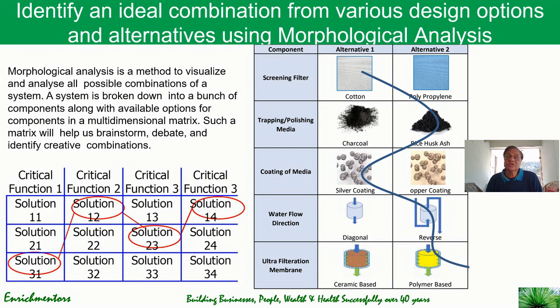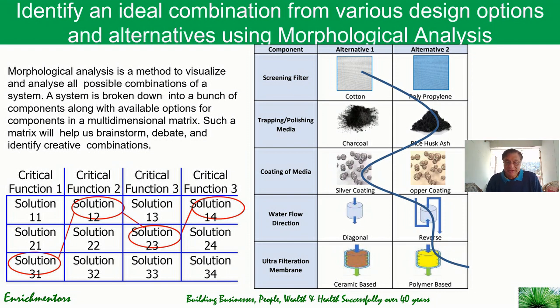And they used one design concept developed by using cotton, with polishing and trapping being done by rice husk ash, coated with silver, in a reverse flow, and using the hybrid polymer based ultrafiltration membrane. So that's how, using morphological analysis, they developed one such alternative, and you can do multiple alternatives depending on how many you need.